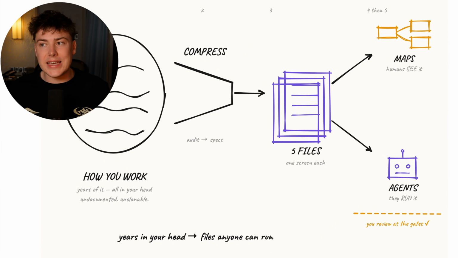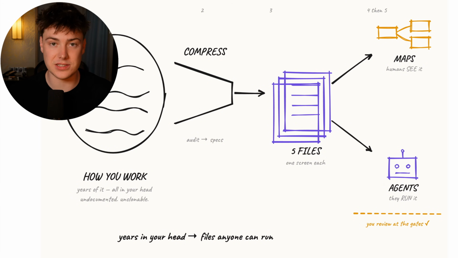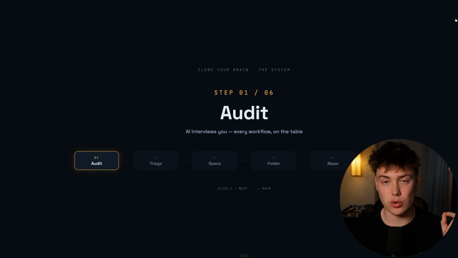But using agents is the easy part. It's as simple as using Claude Code, or even Cowork, or even GPT. But the hard part is this step 1, 2, 3, and 4, and I'm going to make that easy for you today. So the first thing that you need to do is an audit.